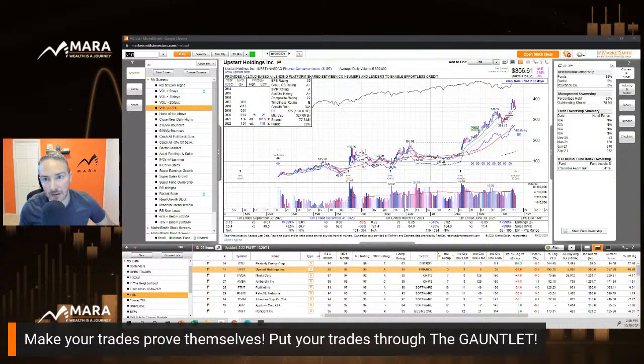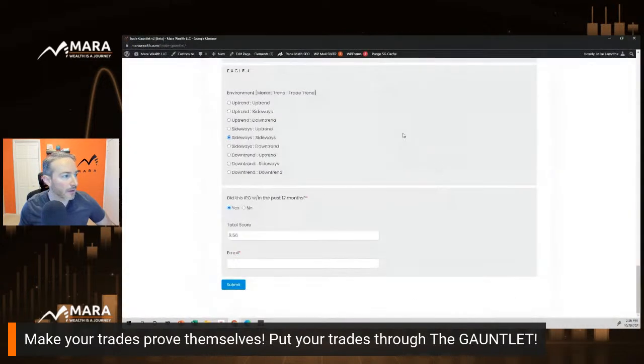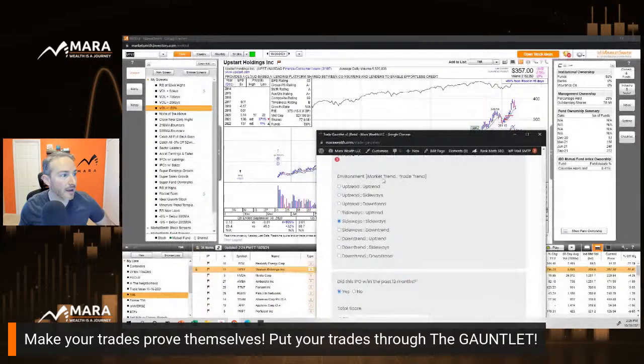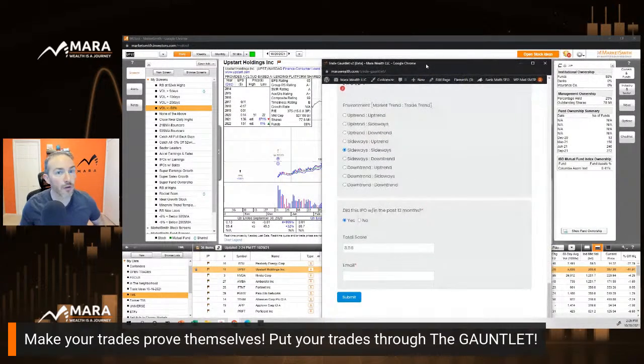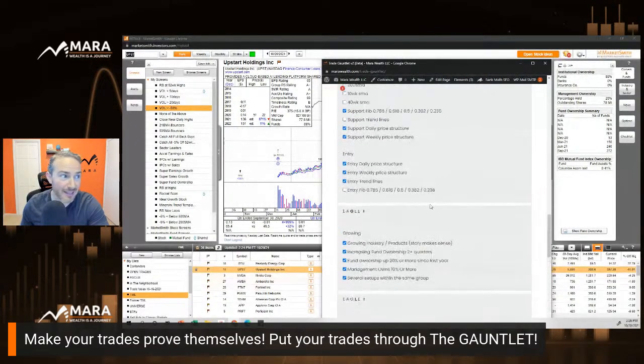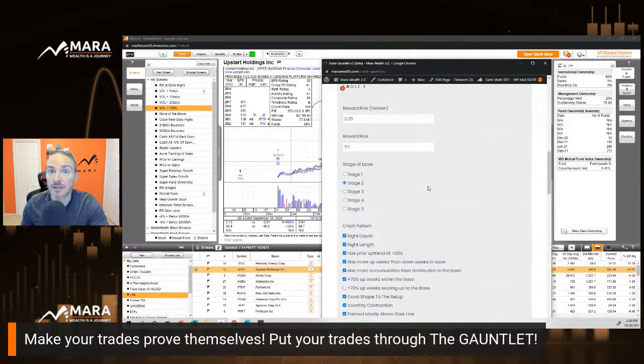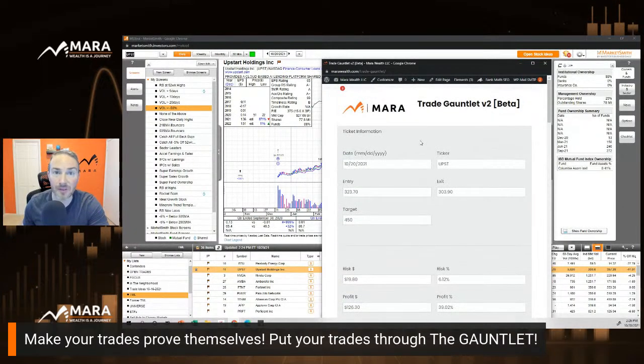So we got this, and we got it to 8.56. So let me show you how to build this, right? Like this gauntlet. And again, this gauntlet is part of the Mara Elite program. So all of our elite members get this, they use it, and it's a fantastic tool. I'm going to show you how you can build this in Google Sheets if you feel inclined.